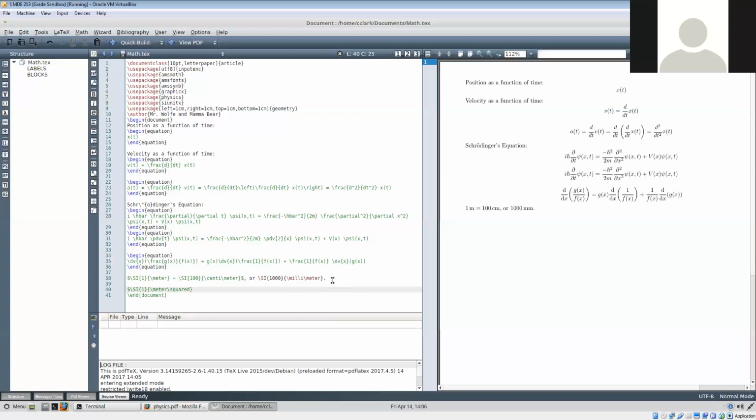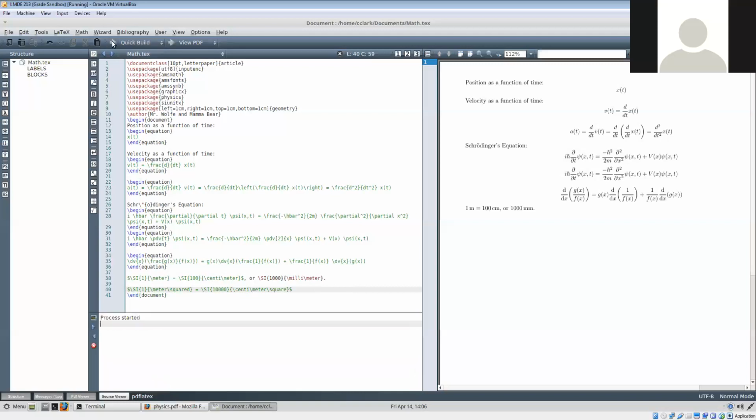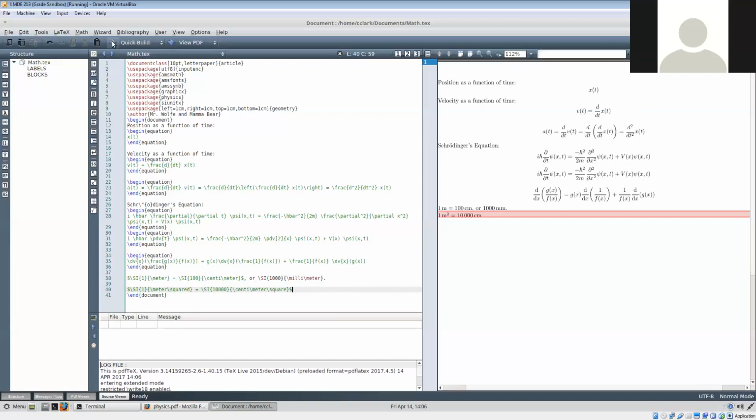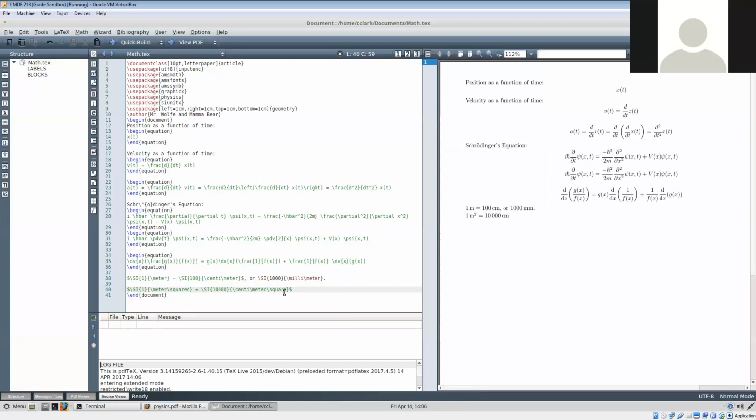So 1 meter squared is equal to 100 squared, so it'll be 100 and 100 centimeter squared. Close that. Squared.